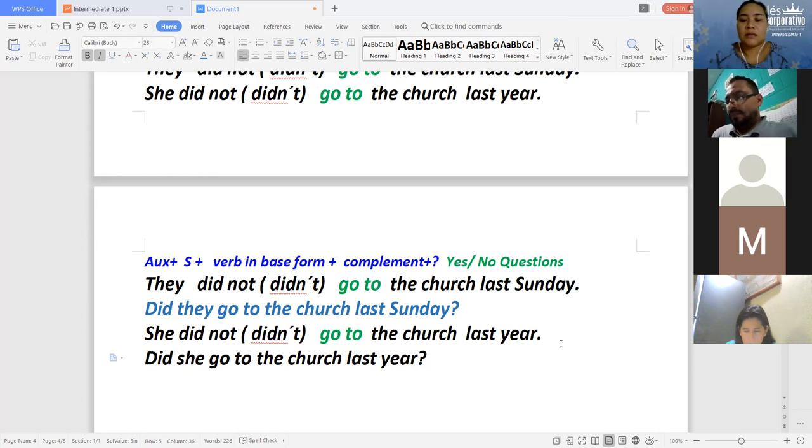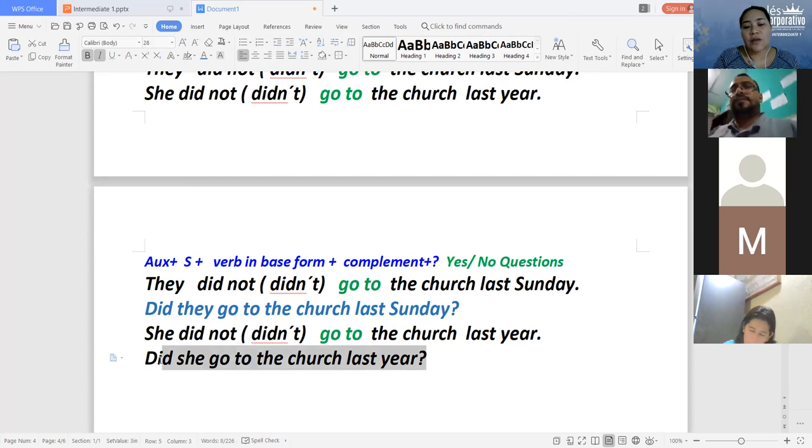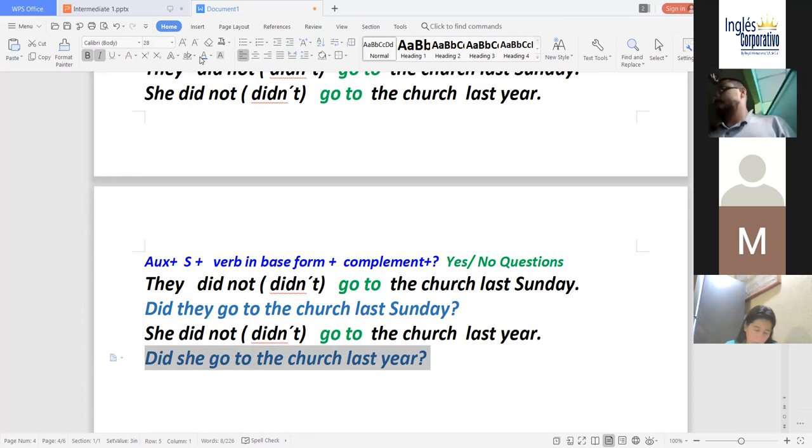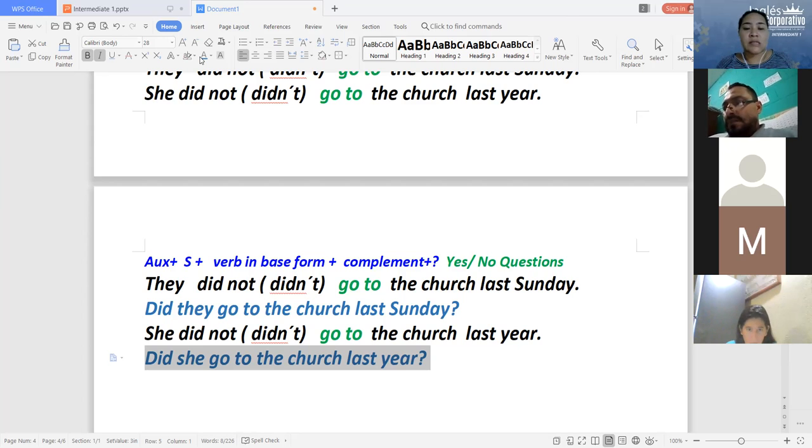Okay. So here we have once again, as you might notice, that the auxiliary did is going to be used with all of the personal pronouns without distinguishing them, without saying if this one is in the first person or in the third person. So the auxiliary did is for all of them. So these ones are yes, no questions, right? Or the structure of the yes, no questions.